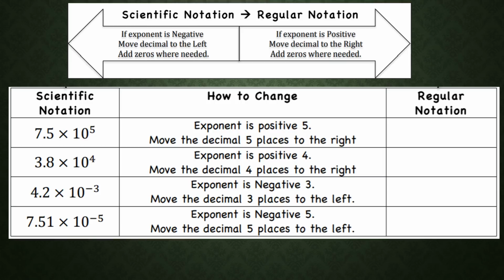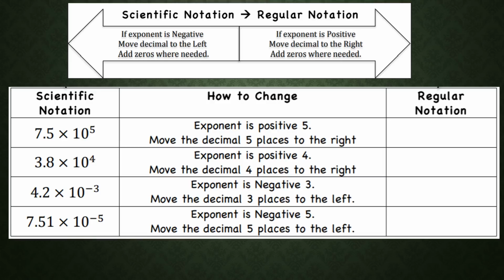We're going to leave those notes up there because if you're going from scientific notation to regular notation, if the exponent is negative, you're going to move the decimal to the left, add zeros where needed, and if the exponent is positive, you're going to move the decimal to the right, add zeros where needed.